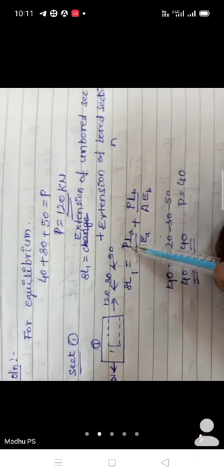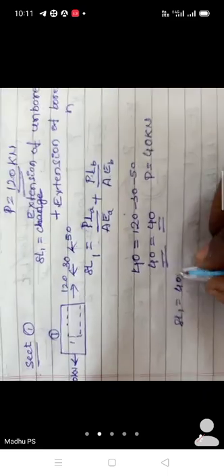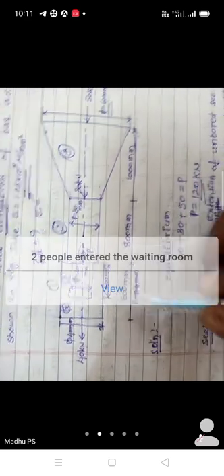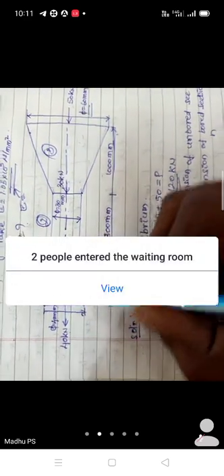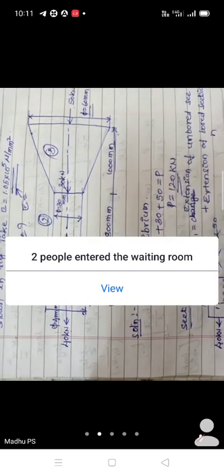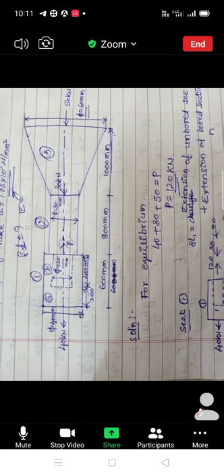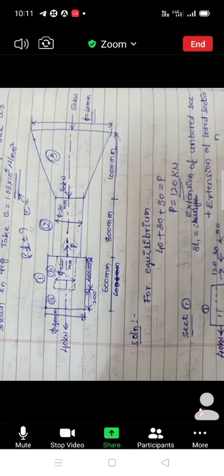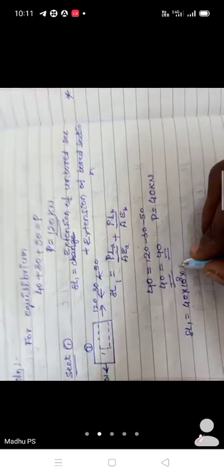Substitute this value over here. So then delta L1 is equal to, what is the load here? 40 kilonewton. Kilo is nothing but 10 raised to 3. Length of section A, so what is the length? From here to here it is 400, and from here to here it is 600. What does it come to from here to here? It comes to 200. So it is going to be 200. So the first one is 200 mm.